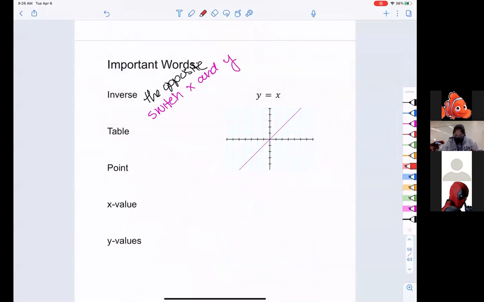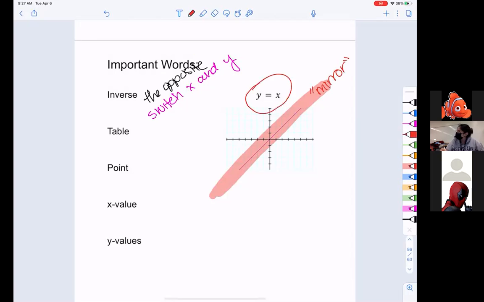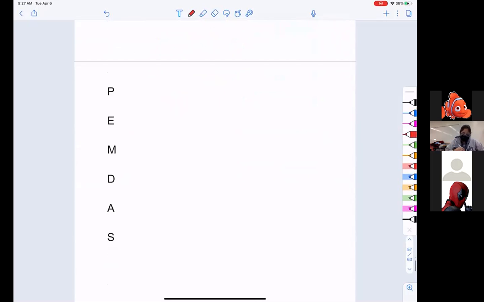The most important thing about inverse is this line right here when we're graphing. Remember, when we graph, that's our mirror. We want to reflect over that, all right? And that's the equation for that line. We've already gone through table points, x and y values. We don't need to do those again, but remember when we're solving for something, we always want to go backwards. All right, always go backwards.